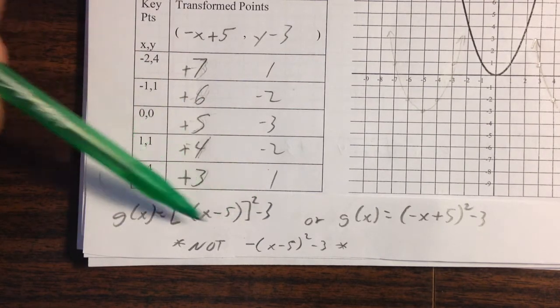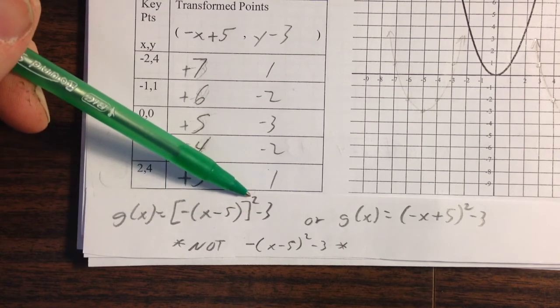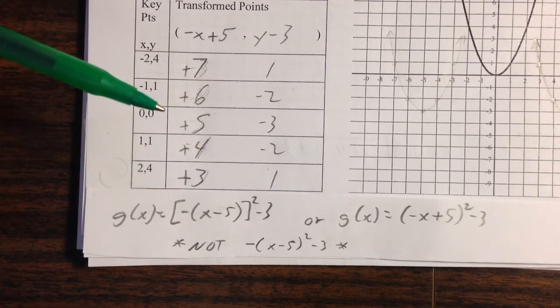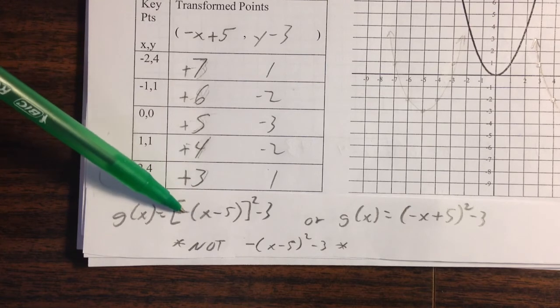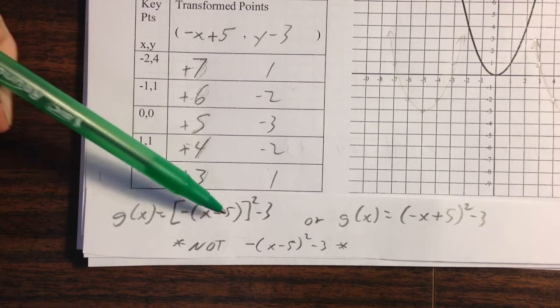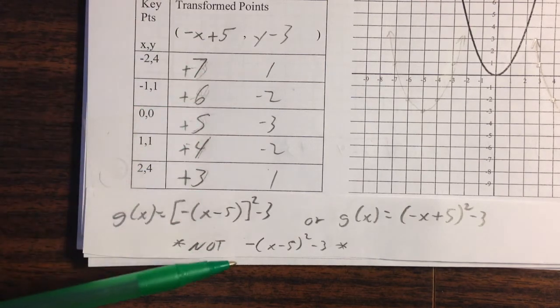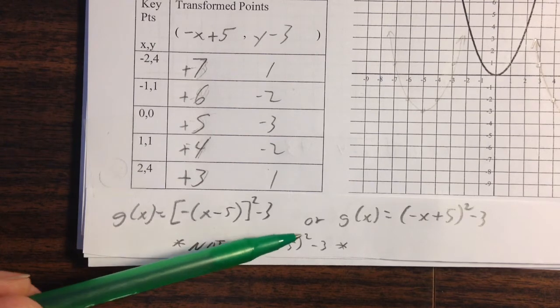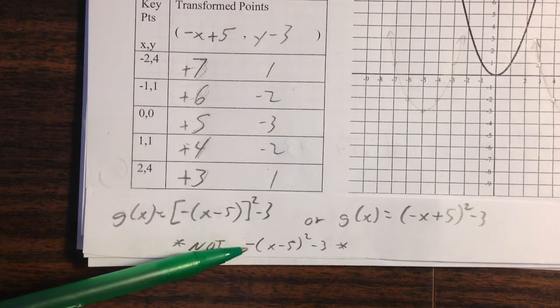Notice I've got a second set of square brackets here before I've got the squared for the quadratic. That's because this -1 is multiplying the x terms. It is not negative (x minus 5) squared. That would be a reflection in the x-axis. That would be a vertical reflection.